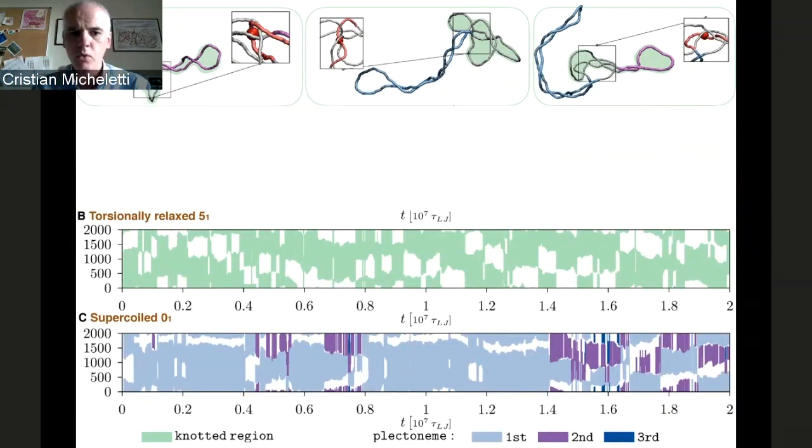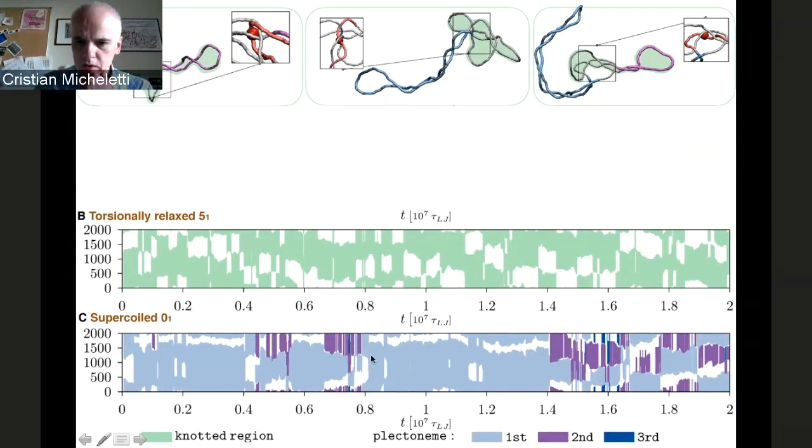As a function of time, we are coloring the position of the knotted region in a torsionally relaxed DNA molecule. So in the double helical DNA, we have put a nick, and all the torsional stress of the molecule can be relieved through this nick. So of course, the molecule gets rid of all the supercoiling that you put in at the beginning, and then you can monitor how the knotted region wanders along the chain as a function of time. And you can see that the knotted region is really mobile.